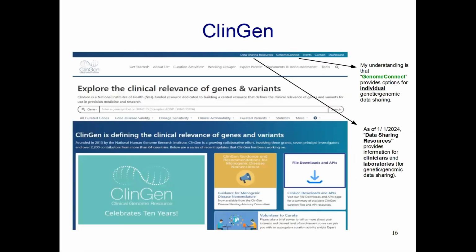So to start with ClinGen, you kind of see this interface where you can look up information about, for example, a particular gene, and I'll give a couple examples about that. But getting back to the kind of overall theme, there's a link for data sharing resources, but as I say here, it's actually for clinicians and laboratories. So if you're an individual and you want to find a way to participate in data sharing, you'd want to go to Genome Connect.